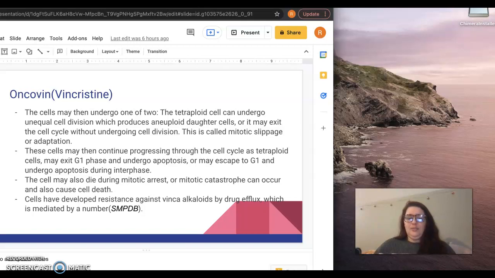The cells can then continue to progress through the cell cycle as tetraploid cells, or they can exit the G1 phase and undergo apoptosis, which is cell death, or they can escape to G1 and undergo apoptosis during interphase. The cell may also die during mitotic arrest, or mitotic catastrophe can occur and also cause cell death. The cells have developed some resistance against vinca alkaloids by drug efflux, which is mediated by a number.